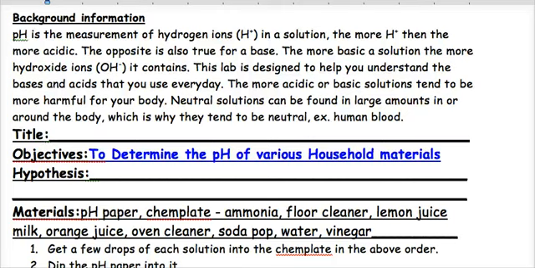pH can be an important factor in all living things. So today we're doing a lab to determine the pH of a variety of household products that you might encounter in your daily life. The objective of the lab is to determine the pH of various household chemicals.